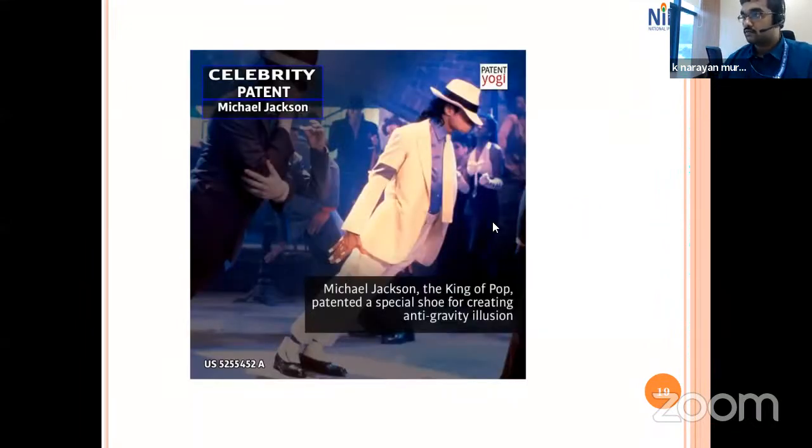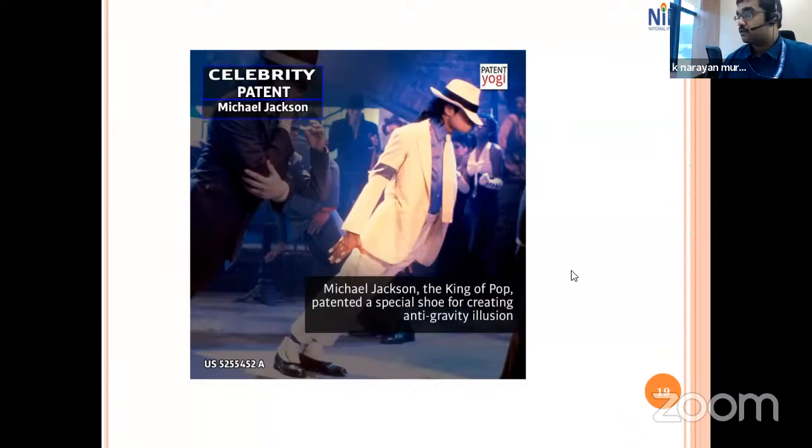So if you see in the left hand side corner, you see this US number, US 5255452. This is the patent application number which he has filed for. After the grant of patent, you will get a patent number. So Michael Jackson applied in the US patent office, and he has got a patent for this.